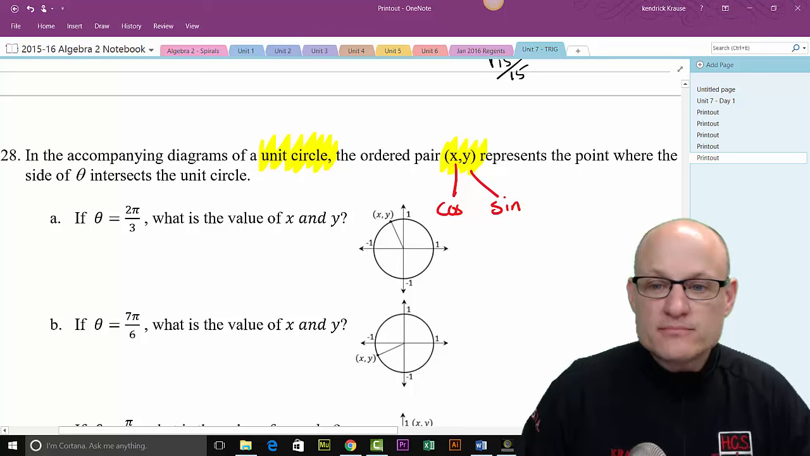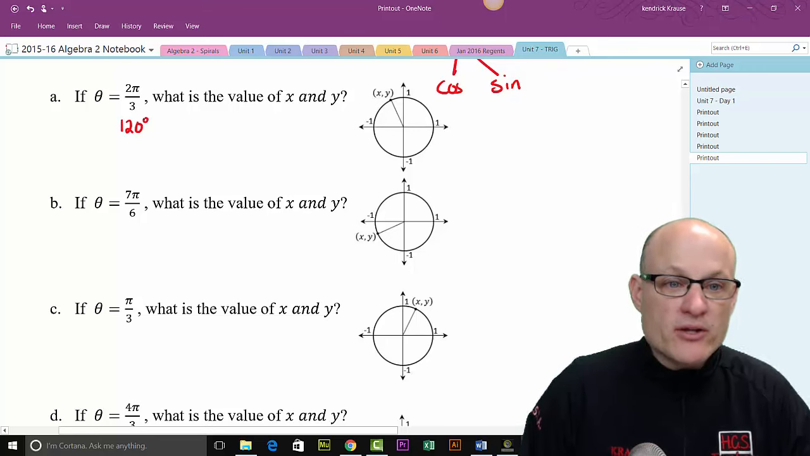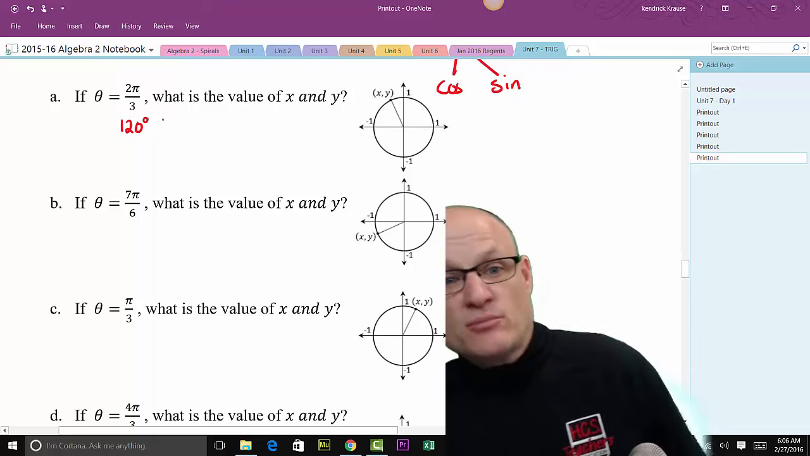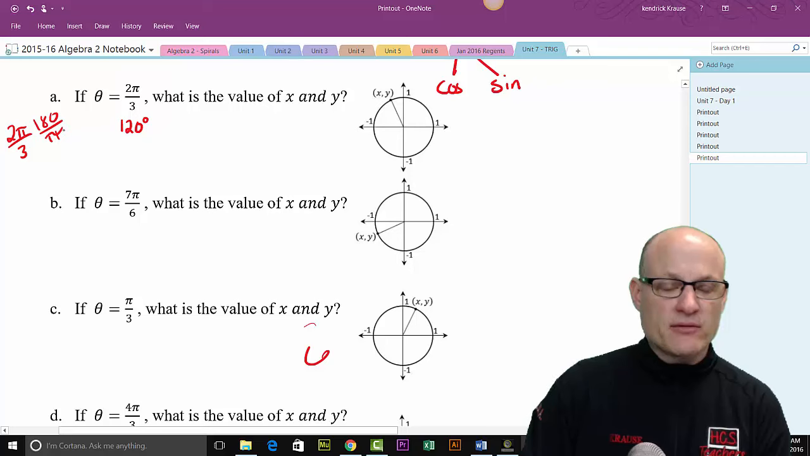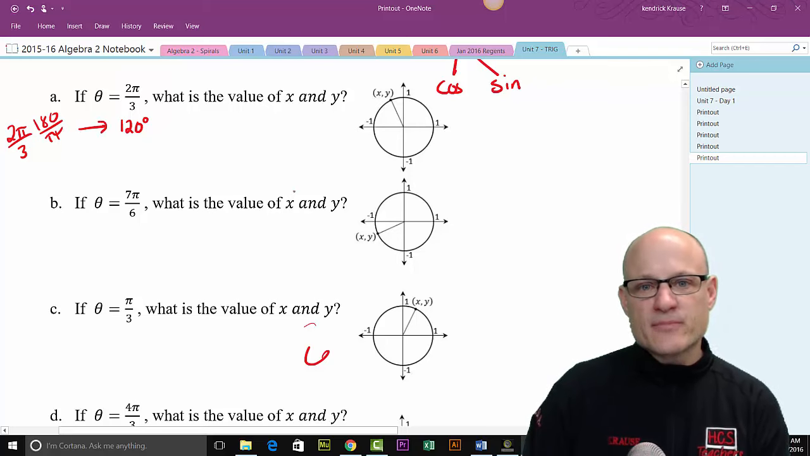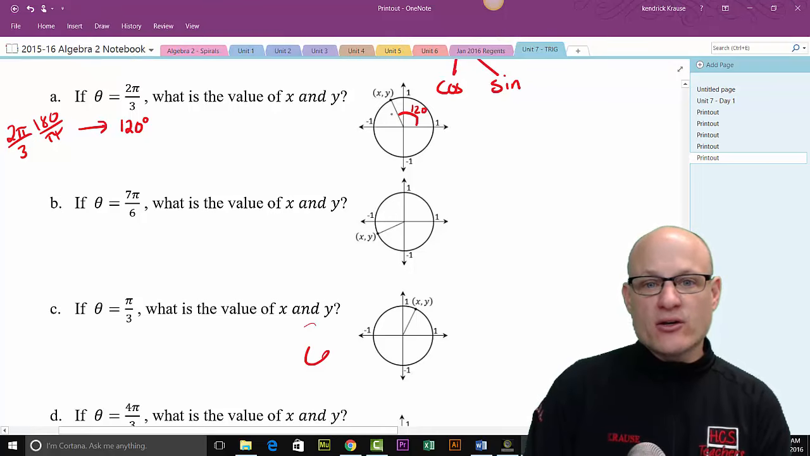So I'm telling you theta is 2 pi over 3. Now you had to convert that: take 2 pi over 3 and multiply by 180 over pi, and it converts to 120 degrees. I will never ask you about 120, but this is 120 degrees. What I want is this angle, which is 60. That's the reference angle. So what is the cosine of 60 degrees?